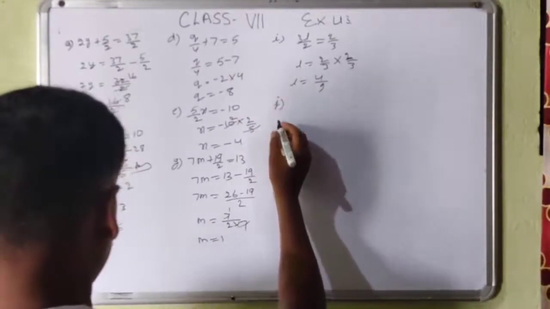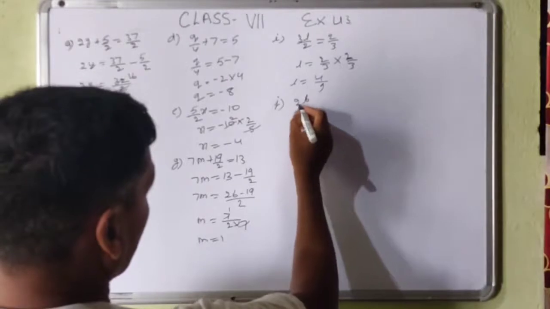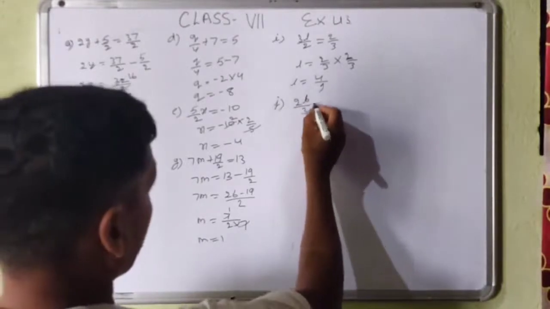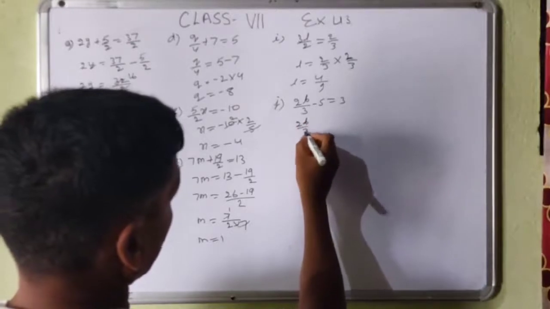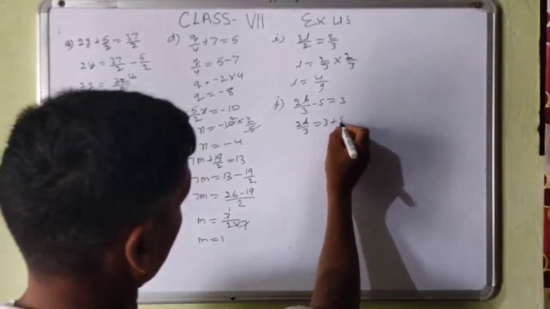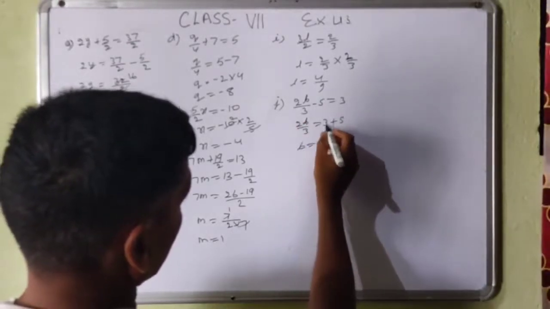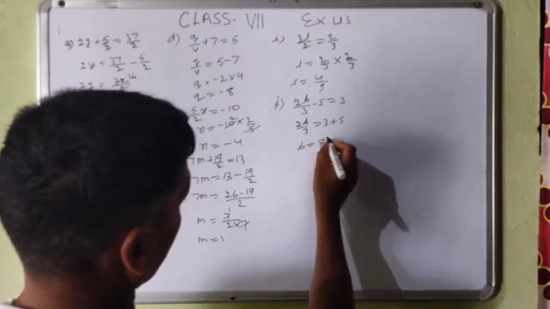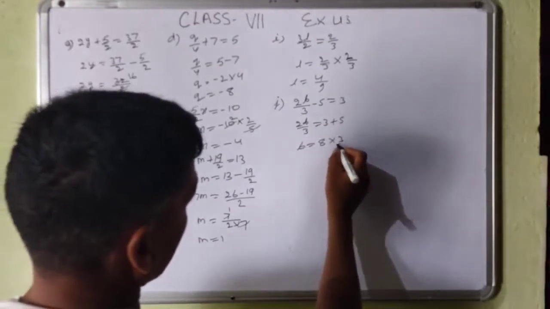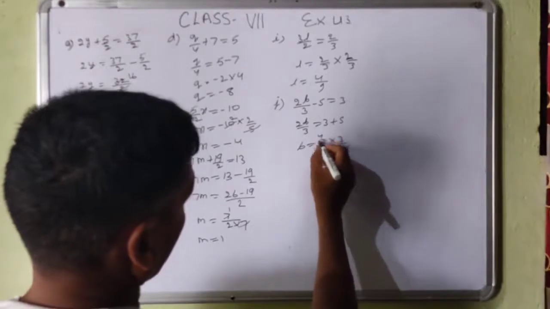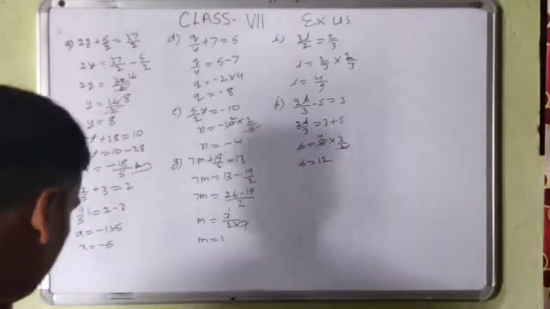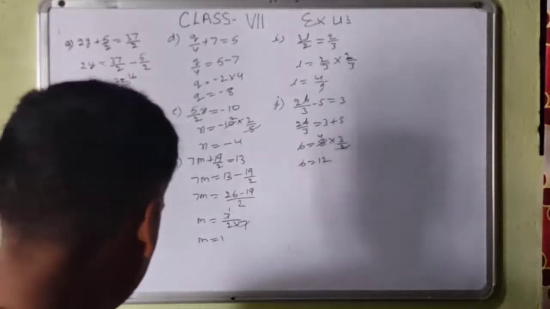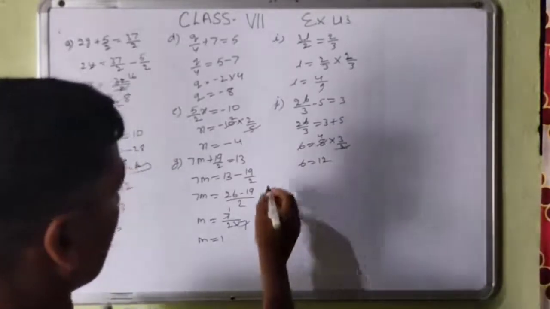J part, 2b upon 3 minus 5 is equal to 3. So 2b upon 3 is equal to 3 plus 5. So b is equal to 3 plus 5, 8, multiply, that will go to this side, so that will be 2 upon 2 fours are 8. So b is equal to 4 threes are 12. And then question number 2, solve the following equation. Same thing.